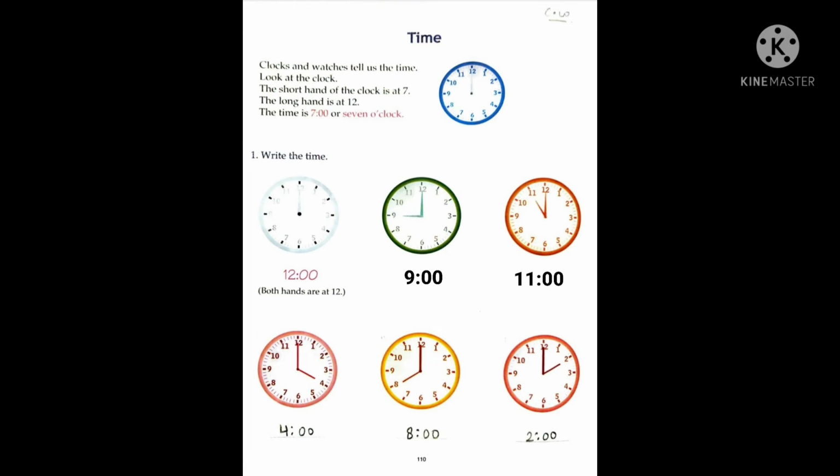Number 5. Short hand is at 8 and the long hand is at 12. Minutes hand is at 12 and hours hand is at 8. The time is 8 o'clock. 8 colon 00. Number 6. Short hand is at 2 and the long hand is at 12. Minutes hand is at 12 and hours hand is at 2. That means the time is 2 o'clock. 2 colon 00.